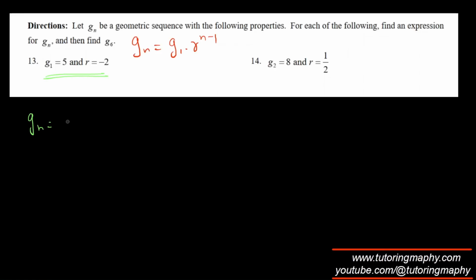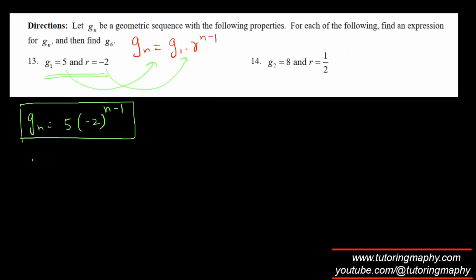So G_n will be equal to G_1, which is just 5, and R, which is just this: 5 times (-2), I'm just putting parentheses because it is a negative number, raised to n minus 1. This is G sub n. And G_11 is, sorry, they need G_6. So G_6 is going to be 5 times (-2) raised to 6 minus 1, which is 5 times (-2) raised to 5. It's fine. I'm just going to leave it like that.